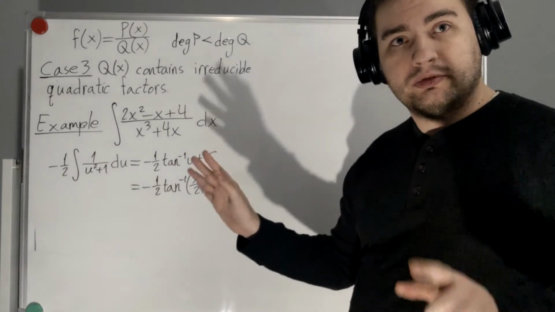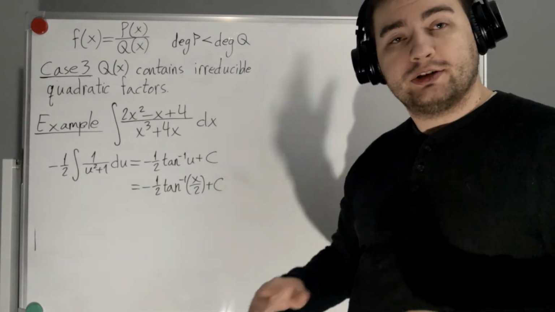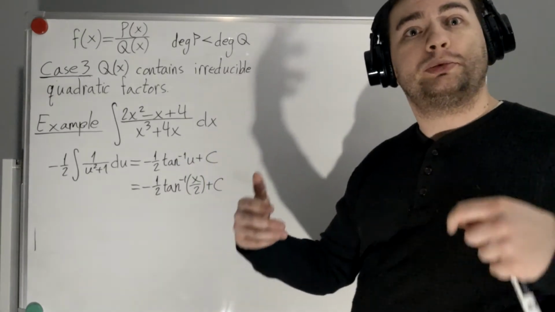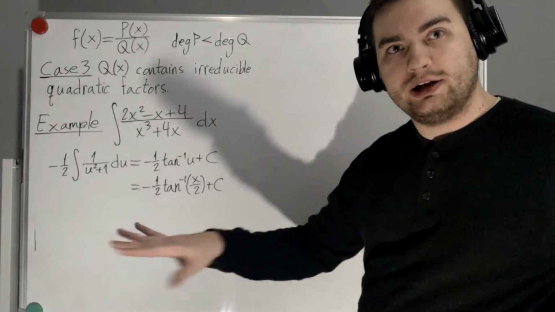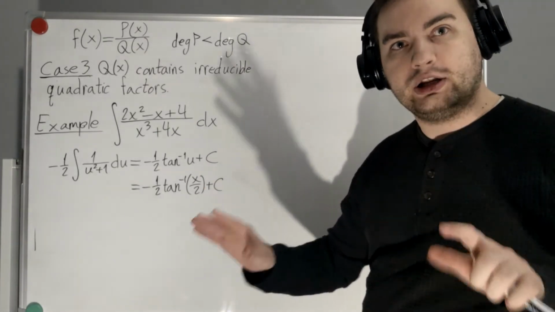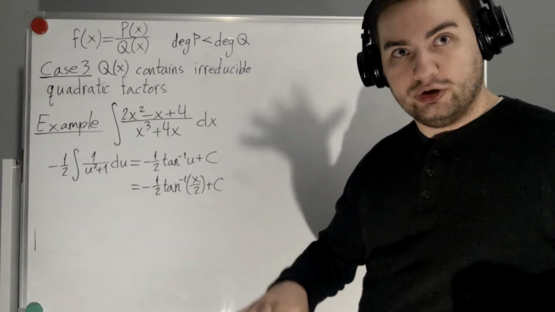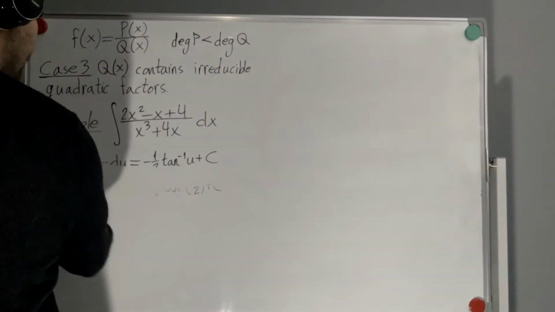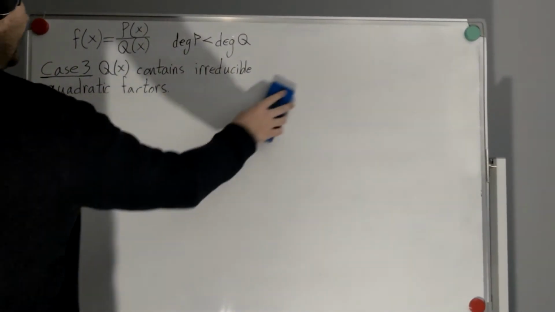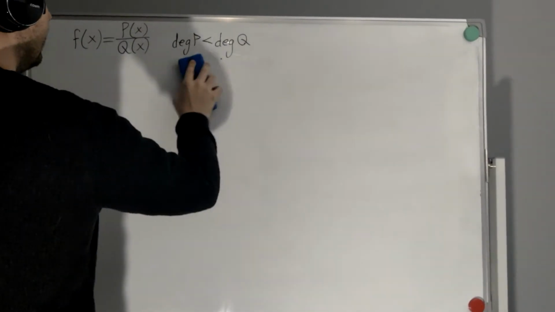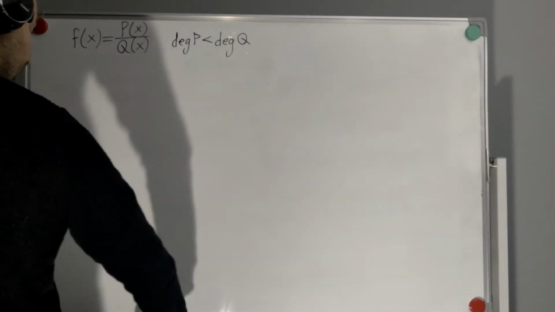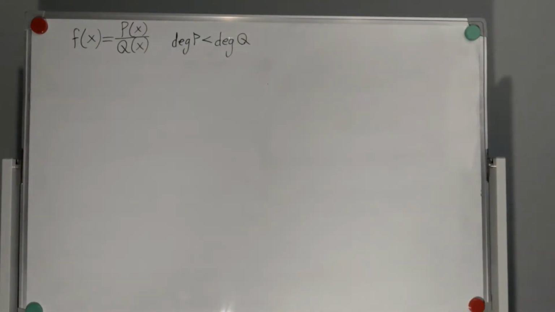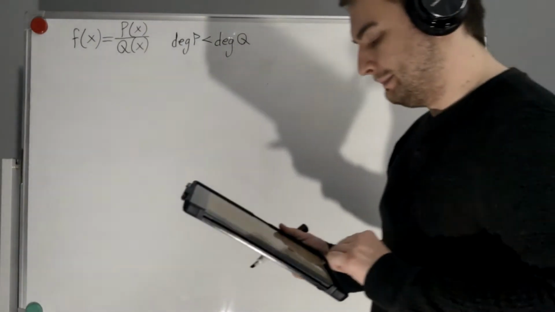Okay? But the fundamental theorem of algebra says there's no such thing as an irreducible cubic polynomial. There's no such thing as an irreducible quartic polynomial. Those can always be factored further. You're always going to get degree 1 and or 2. That's it. And that means that these three cases completely handle the problem of figuring out the integral of a rational function where the degree of the numerator is less than the degree of the denominator.